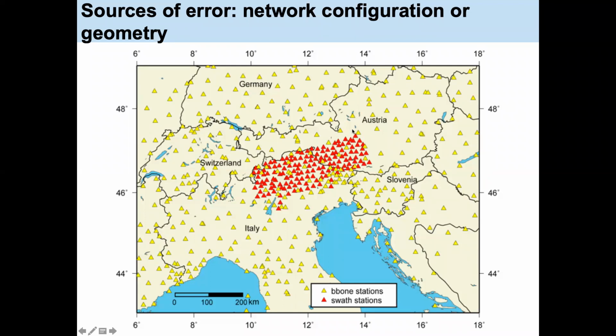Another problem: if we just consider these red stations here, the network is very dense. So if an earthquake happens here in the middle of the network, we will get a very good quality location. But if the earthquake happens somewhere on the edge of the network, and we do not consider this, but only the red ones, our location will not be good anymore. As soon as we put our earthquakes on the edge or outside of our network, the errors become bigger.